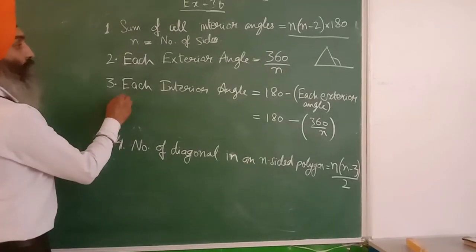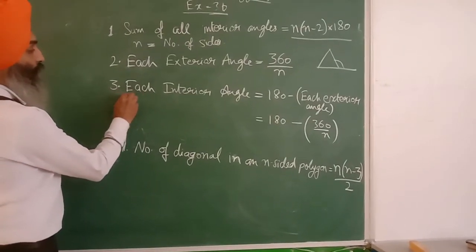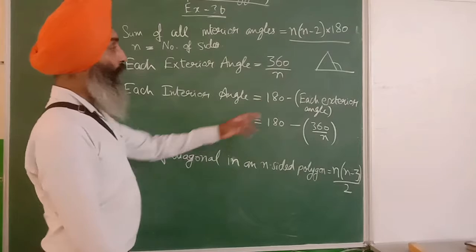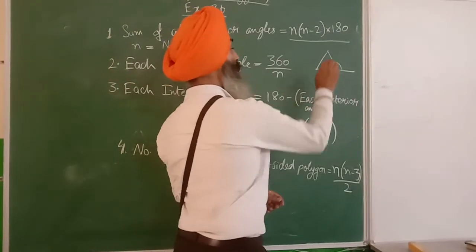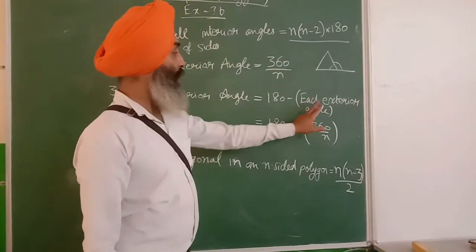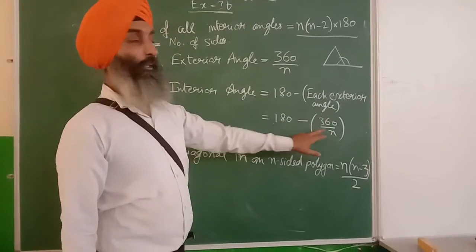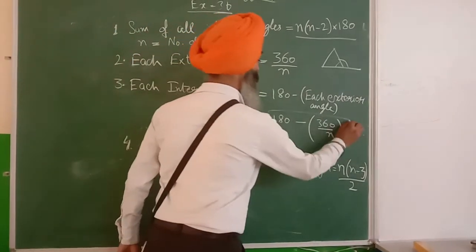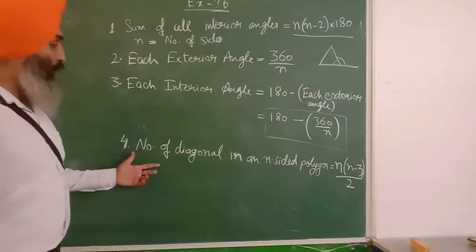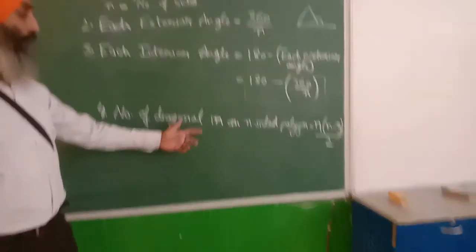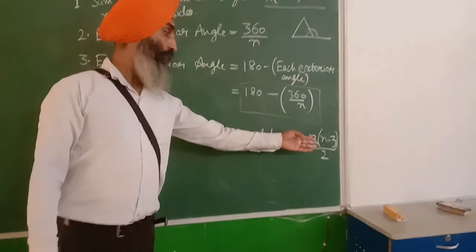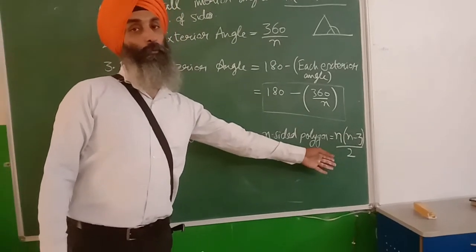Next is each interior angle. Interior angle means 180 minus the exterior angle, so 180 minus each exterior angle, where the exterior angle is 360 upon n. This is a new formula. The last formula you have already discussed: the number of diagonals of a polygon having n sides is n into n minus 3 upon 2.